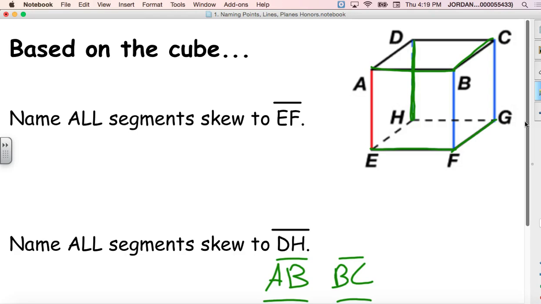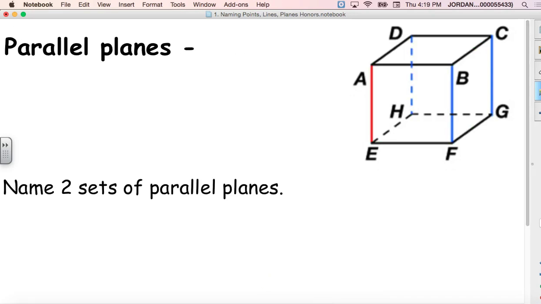Okay. All right. So last thing, parallel planes. Okay. So this kind of makes sense. You got planes that run right along beside each other. We want to name 2 sets of planes that are parallel. So remember, when you're naming planes, okay, you got to use 3 letters. Before, in the last few slides, we've been naming segments or lines, so we've been just using 2 letters. When you start naming planes, they got to be 3 letters. So there's a lot of options right here.